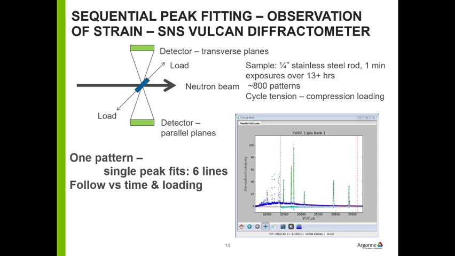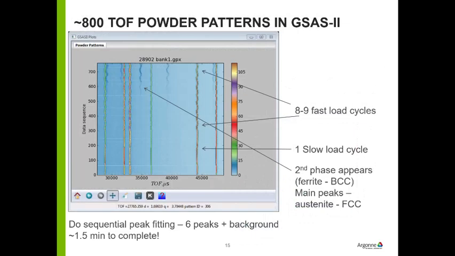Here's the pattern, and we're just going to fit the first 6 peaks and ignore the rest of that. We're going to do that same thing for all 800 patterns. Here are the 800 patterns as a contour plot, and you can actually see the peak positions wiggle back and forth as a function of the loading. There were 2 slow cycles of loading and then a lot of fast ones here.